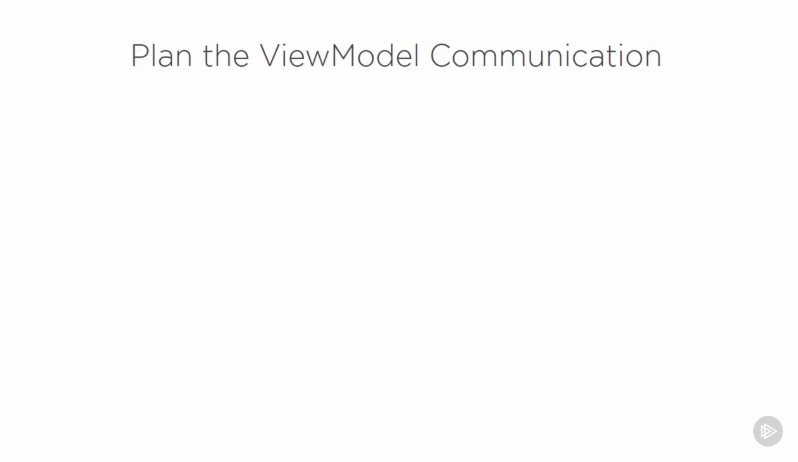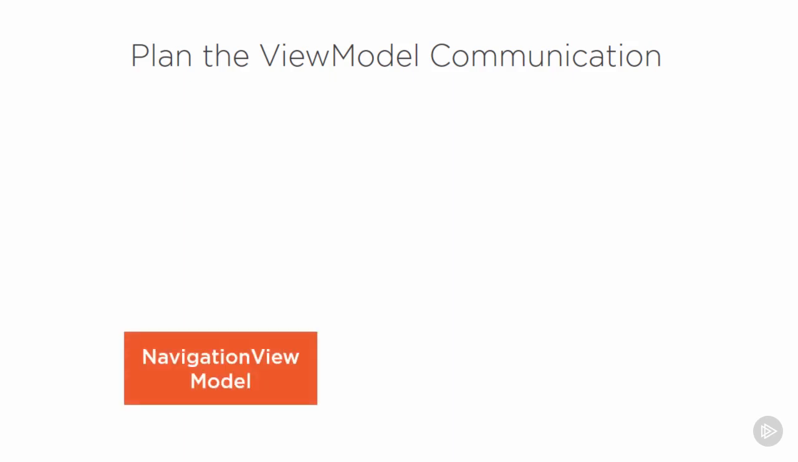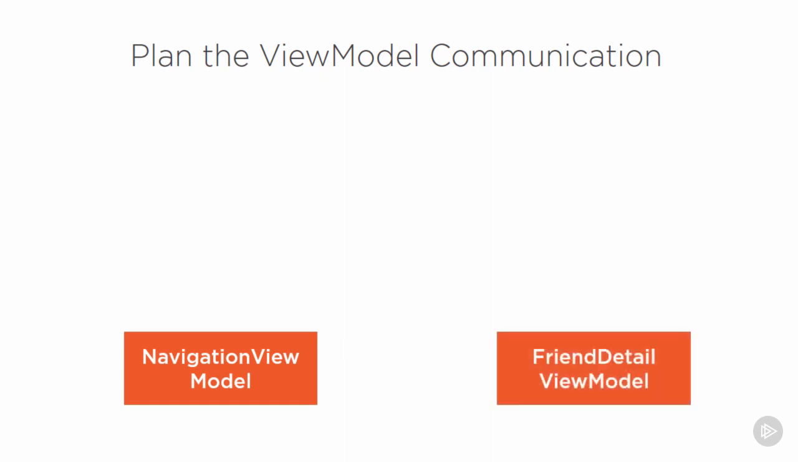The Friend Organizer application has a navigation view model that loads a list of friends in the form of lookup items. It has also a friend detail view model that loads a single friend. When a friend is selected in the navigation view model, the navigation view model needs to tell the friend detail view model that this friend has been selected. Then the friend detail view model can load the full friend object from the database so that it gets displayed in the friend detail view.